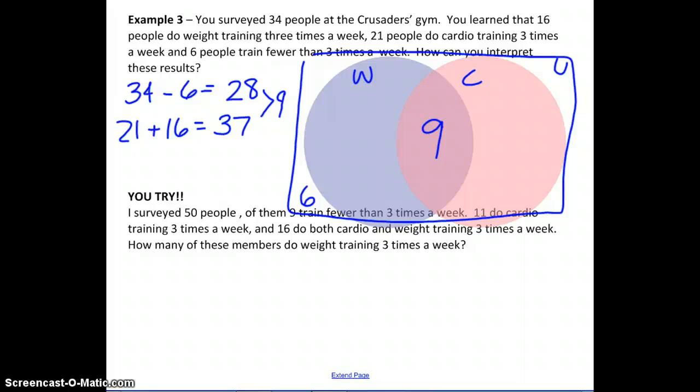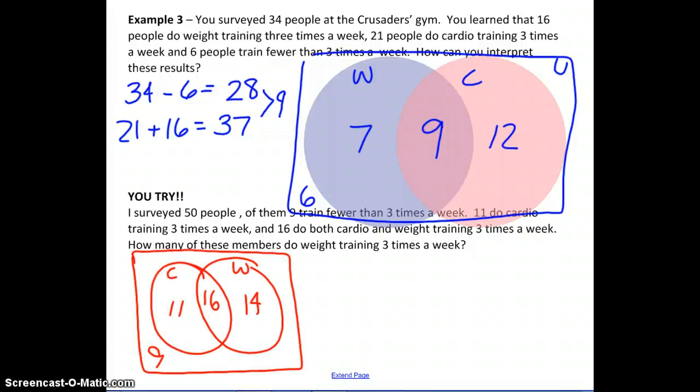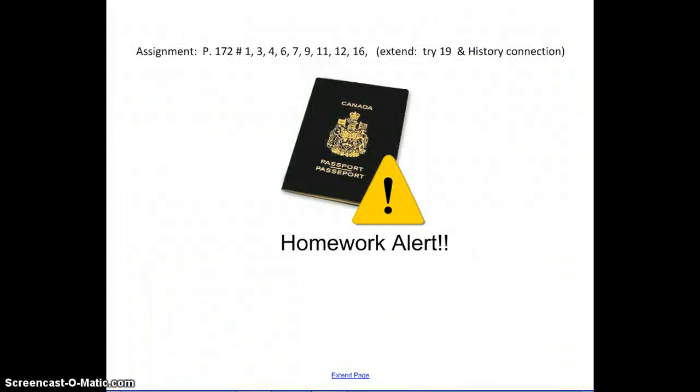So then weight training, there are 16 that do weight training, so 16 minus 9 is 7 that just do weight training. And there's 21 people that do cardio, minus 9 gives us 12 people just do cardio. Then go ahead, you can try the you try part on your own. You can check your answer with the one on the board. Then you have an assignment, page 172, for homework.